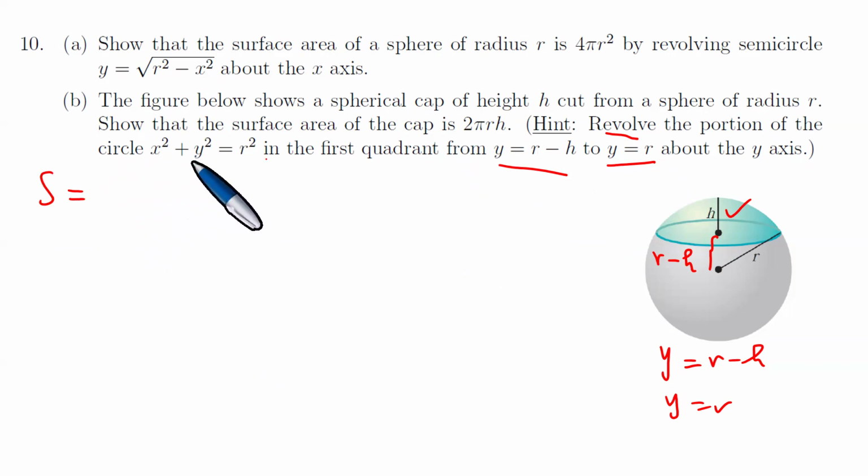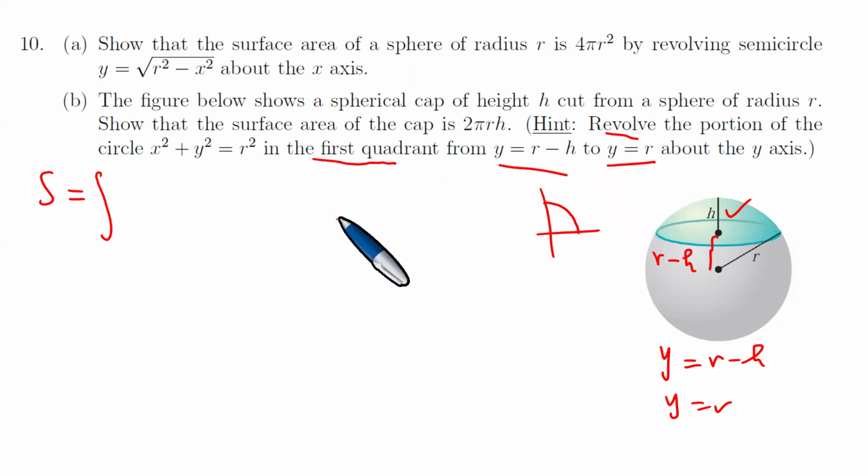So a portion of the circle in the first quadrant, right? To revolve a portion of the circle in the first quadrant, you're going to have a portion of the circle like this. And you integrate it from y equals r minus h to that. So now these are the y limits of integration.